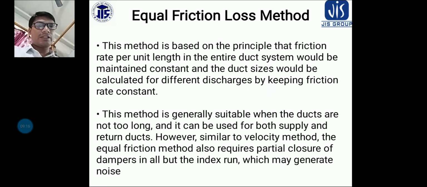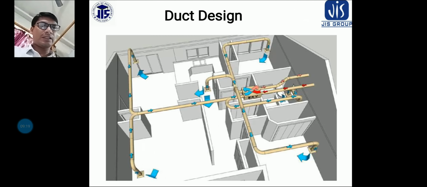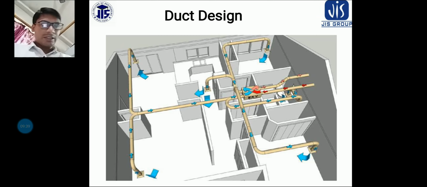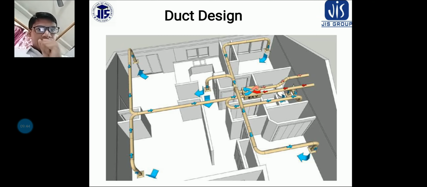In this figure you can see how the process is going on, the duct design system. This is the duct. From the main chamber, outside the room, where the refrigerated air is produced, that refrigerated air is coming through this duct, and you can see the arrow. So the air, circulated air, how it is coming and how it is going back.